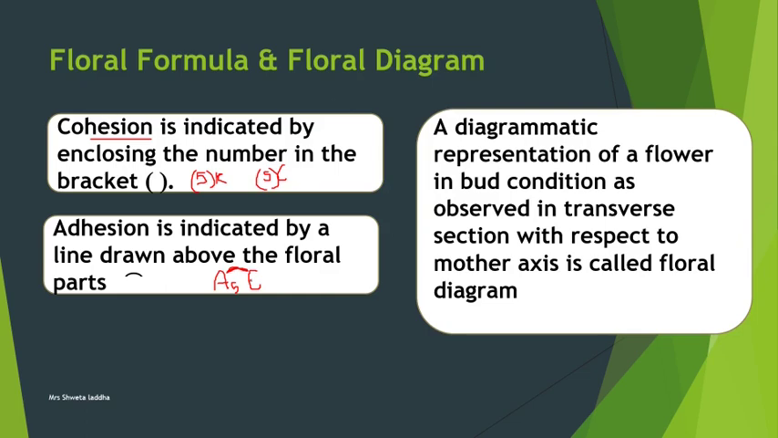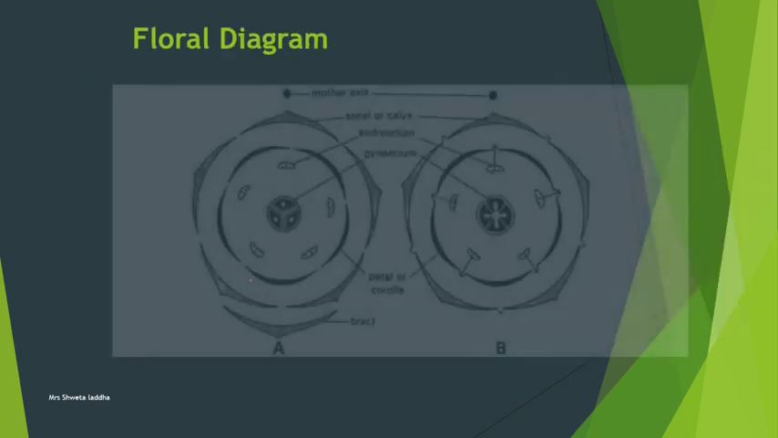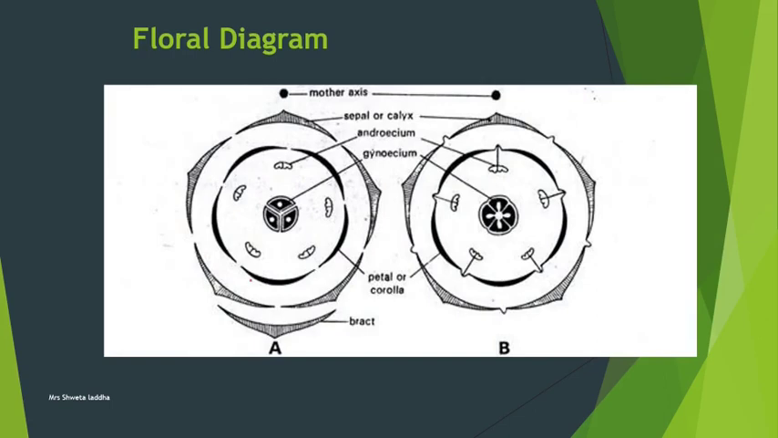I will show you two floral diagrams, and then it will be clear to you what a floral diagram is. Look at the floral diagram. Beautiful pictures of two floral diagrams. Try to understand with me. We are always comparing the floral diagram with respect to the mother axis. So this is the mother axis. What do you mean by mother axis? This is the main axis. This is the node. Here the flower is arising. So this is the mother axis, and here is placed the flower.